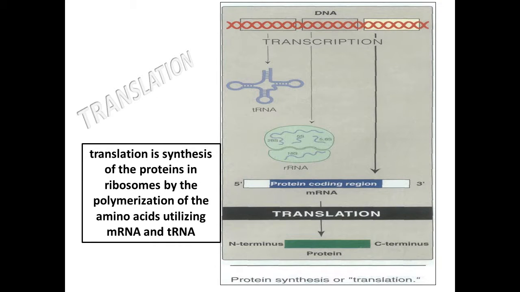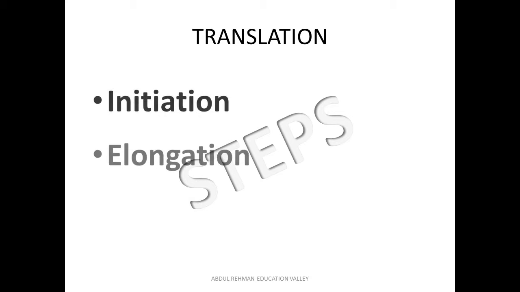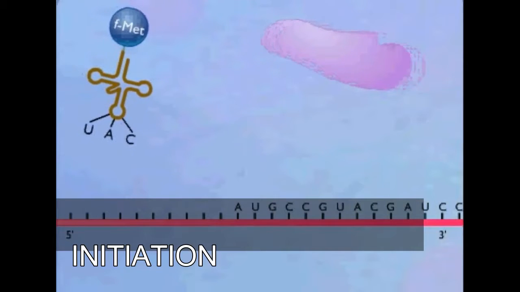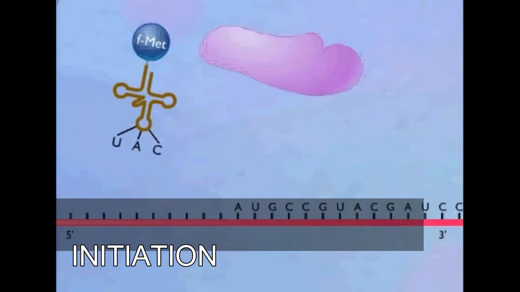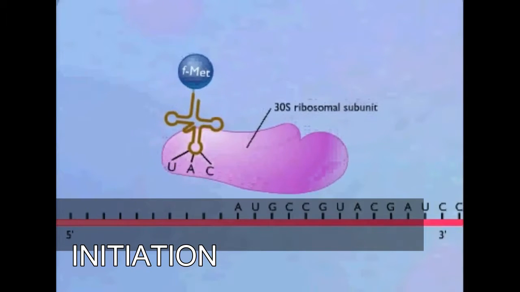The dictionary used for the translation is the genetic code. So simply we can define translation as the synthesis of the proteins in the ribosome by the polymerization of the amino acids utilizing the messenger RNA and the transfer RNA. To understand the pharmacology, it is necessary to know about the three main steps of translation: initiation, elongation, and termination.